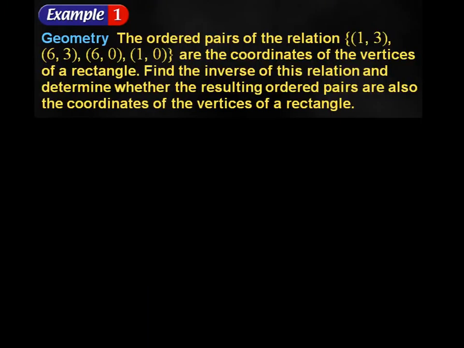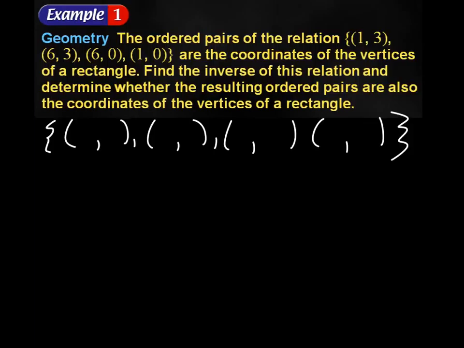The ordered pairs of the relation (1, 3), (6, 3), (6, 0), and (1, 0) are the coordinates of vertices of a rectangle. Find the inverse of this relation to determine whether the resulting ordered pairs are also the coordinates of the vertices of a rectangle. So all we have to do is reverse. Instead of (1, 3), we're going to have (3, 1). (6, 3) becomes (3, 6). (6, 0) becomes (0, 6). And (1, 0) becomes (0, 1).